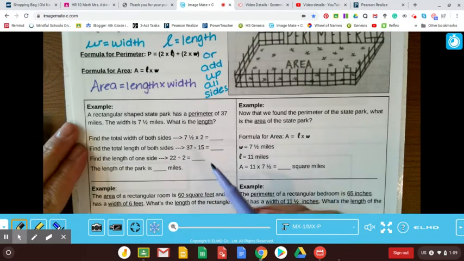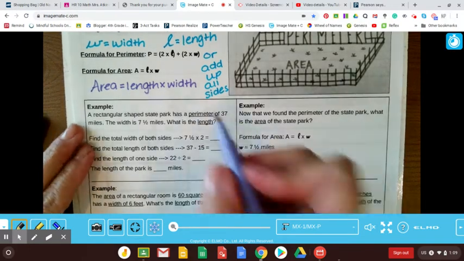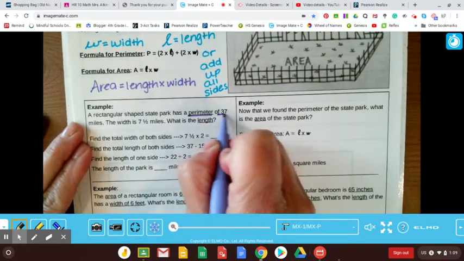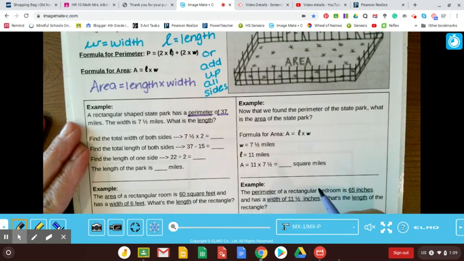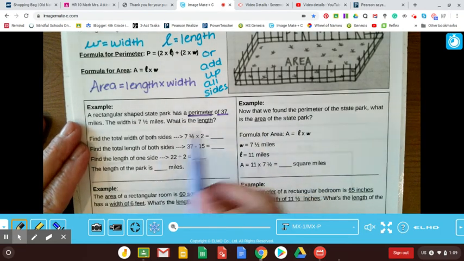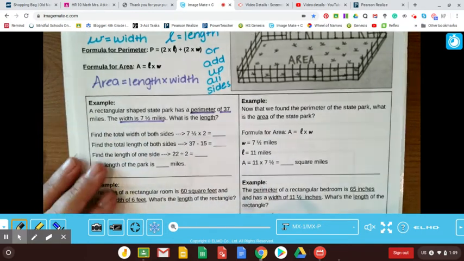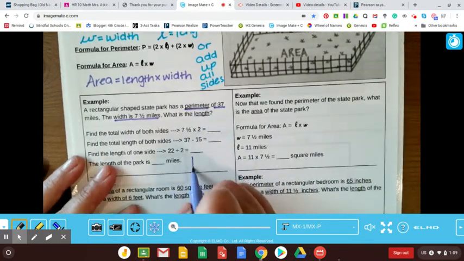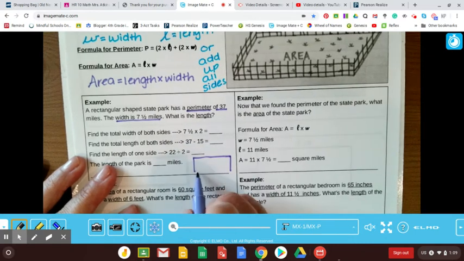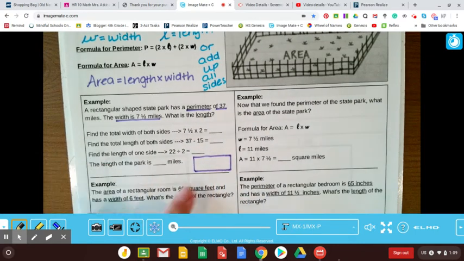All right. So what do we know, right? We know the perimeter is going to be 37. We already know that. They told us that. We also know that the width is 7.5 miles. So I always like to draw a diagram. So I know this is a very tight space, but I'm going to draw that diagram.